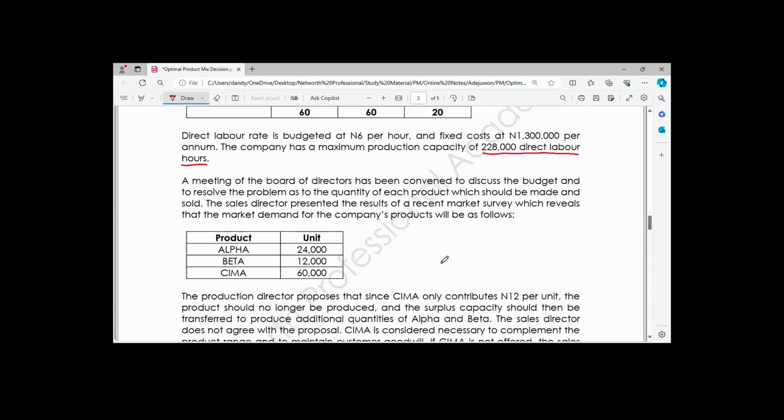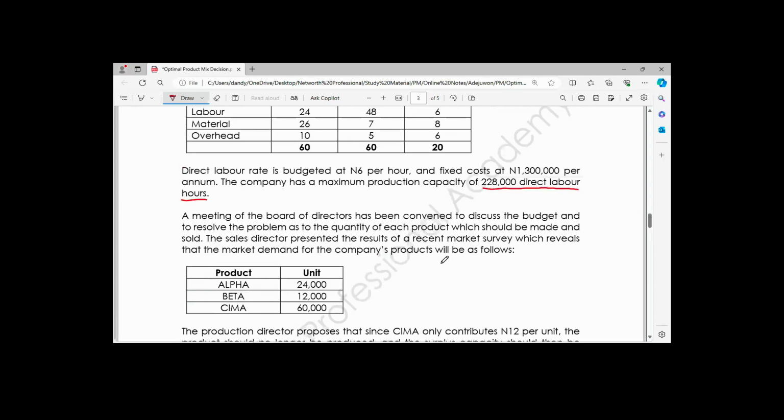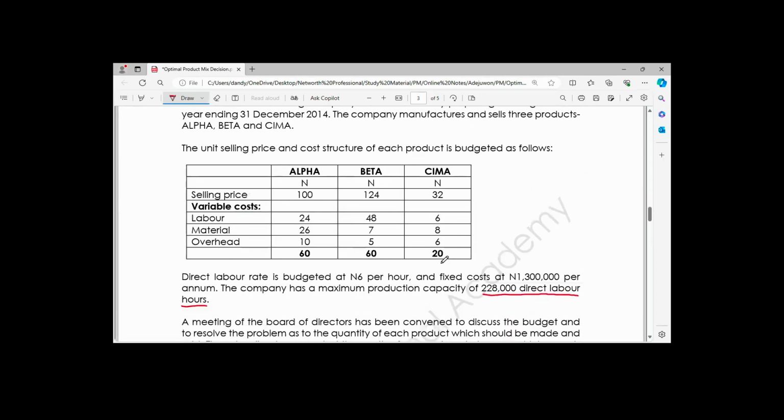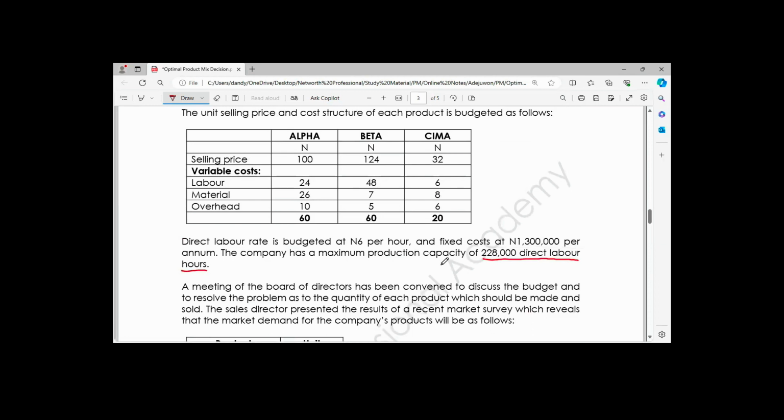Now, when Tony was reading the question, you can see we are told in the paragraph after the first table that the direct labor rate is budgeted at 6 naira per hour and fixed cost at 1.3 million naira per annum. The company has a maximum production capacity of 228,000 direct labor hours. So that's a clue. The examiner has told me that there's a constraint in direct labor hours, that is, direct labor hour is limited to 228,000.